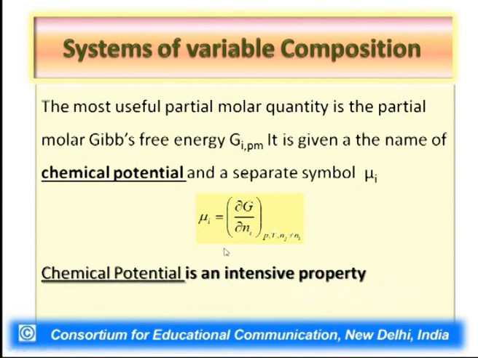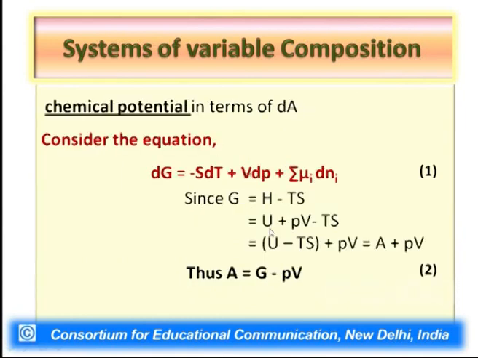Now the question arises: since other extensive state properties such as enthalpy, entropy, Gibbs free energy, Helmholtz free energy and internal energy all increase with number of moles of any one of the components, can the chemical potential also be defined in terms of other thermodynamic properties? The answer is of course we can do that. Let us first see in what way we can define chemical potential in terms of change in Helmholtz free energy.